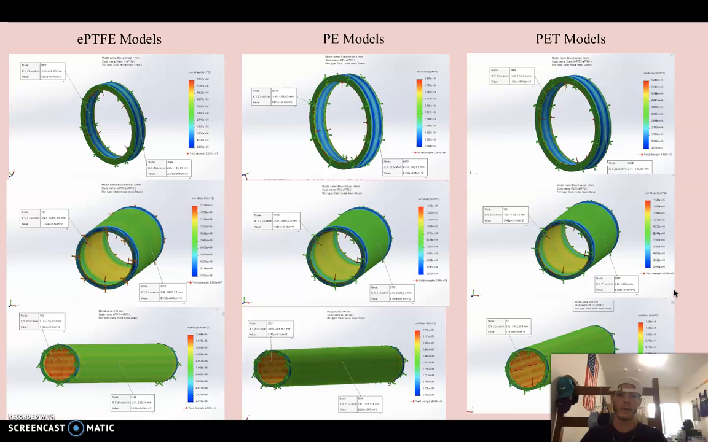And I will go ahead and go over the simulation models here. On the left we have the expanded polytetrafluoroethylene models, in the middle we have the polyurethane models, and on the right we have the PET models. The stress and strain, inner and outer, are both probed right here. I went ahead and just showed the stress. So these are all stress simulations just for the sake of space, as there are 18 total simulations.